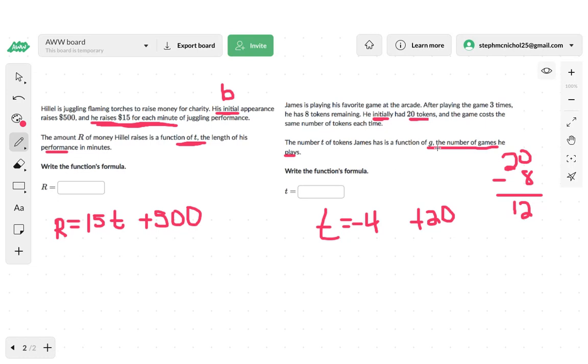And then we have to figure out G represents the number of games, so that's going to be your variable, right? So your final equation is going to look like this. T equals negative 4G plus 20. So for every game he uses, he's losing tokens, right?